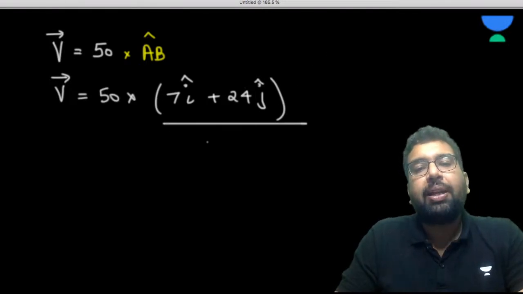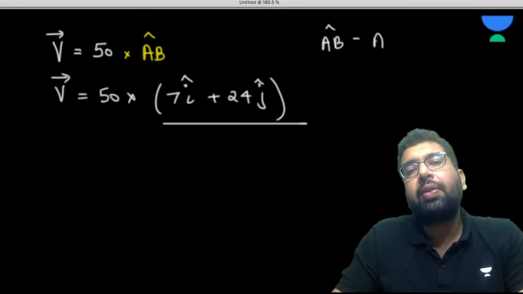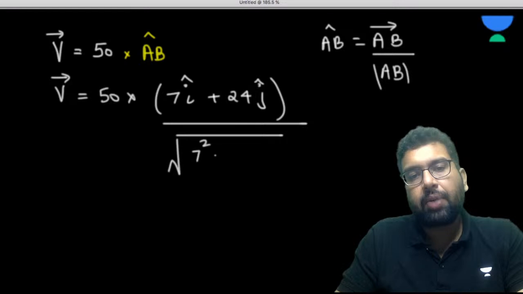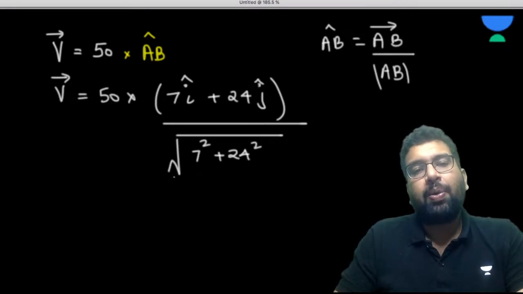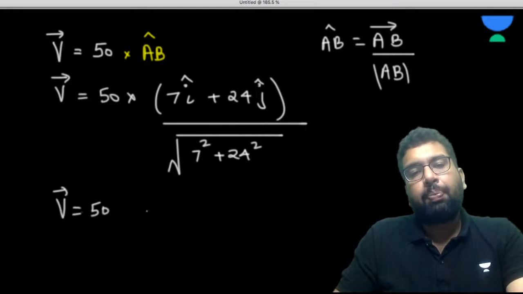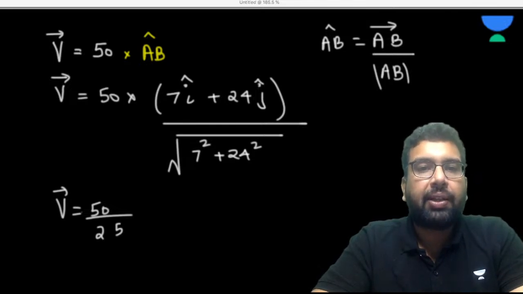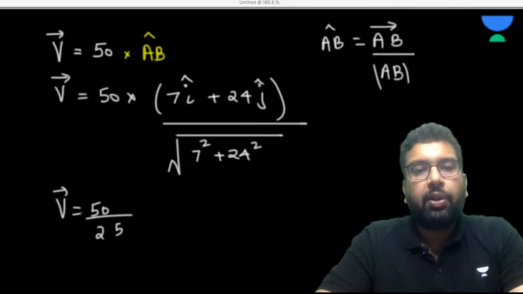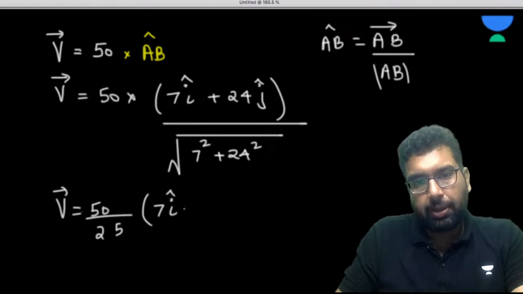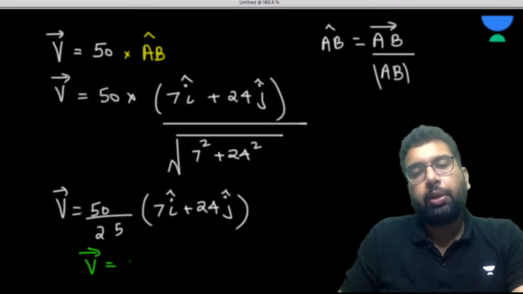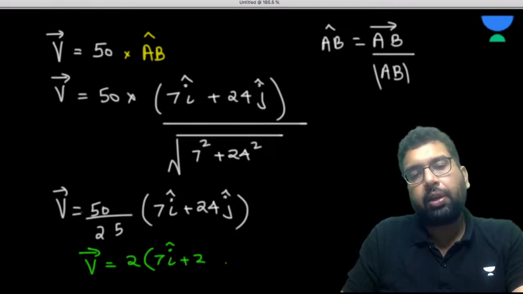Now what is AB cap? AB cap, we know, is a unit vector. So the unit vector is AB vector upon mod of AB. What is going to be the mod of AB? It is going to be the square root of 7 square plus 24 square. So this is going to be 50 upon, 7 square plus 24 square, that is 625, whose root is 25, right? So we will be getting 50 upon 25 times 7 i cap plus 24 j cap. So this is going to be 2 times 7 i cap plus 24 j cap.